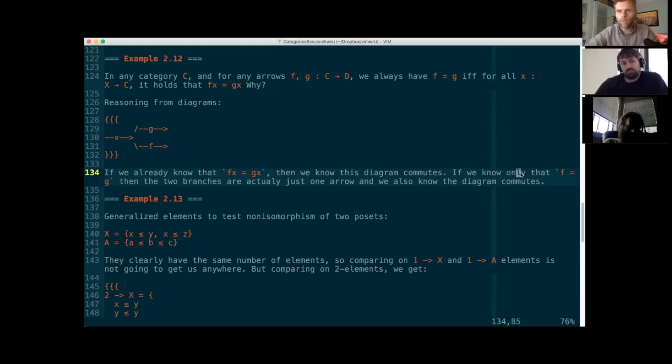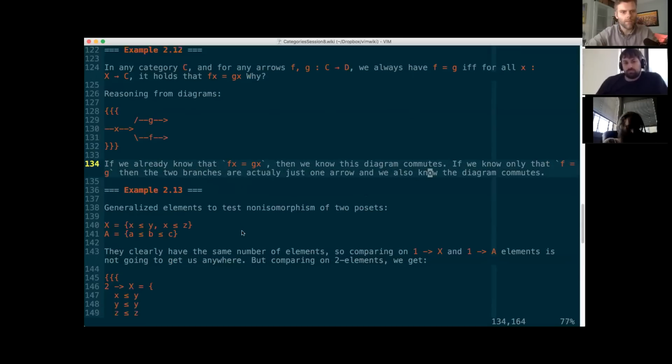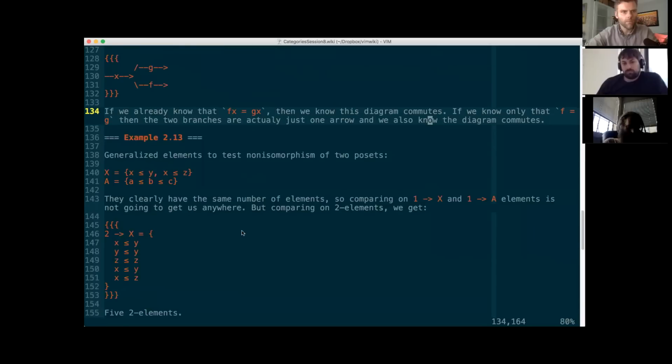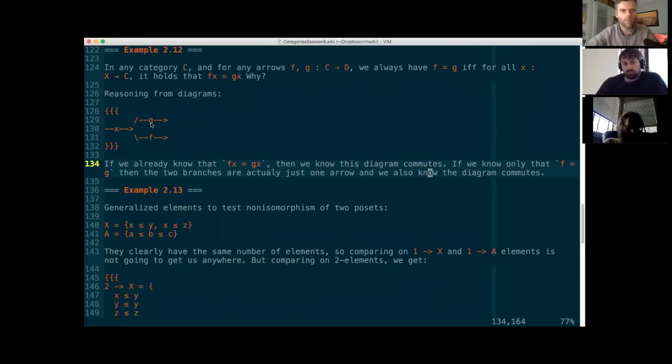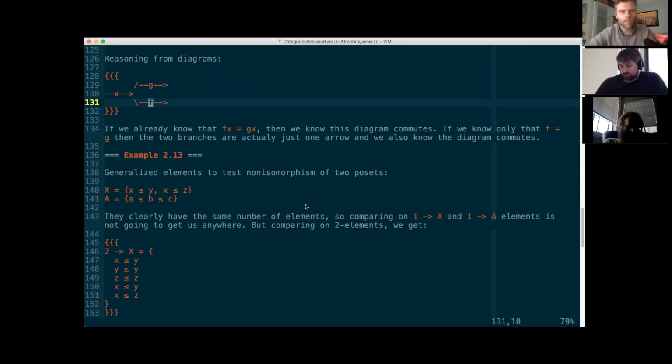If we know only that f equals g, then these two branches are actually one arrow. Right, they're the same. And so this is really just a straight diagram. It's a straight line, and we know that a straight line commutes, and so this is the same. So basically, if two arrows agree on elements, then they also agree on generalized elements.